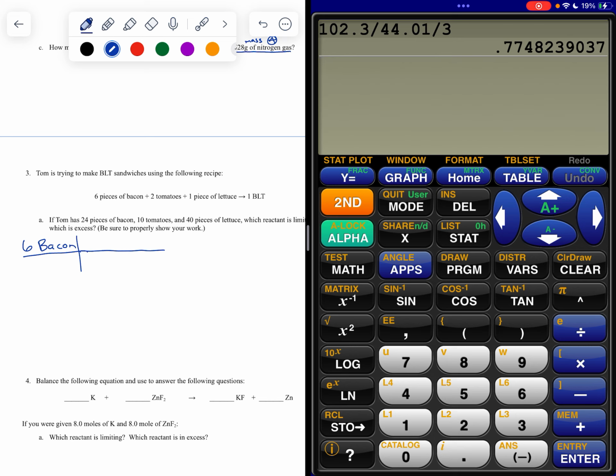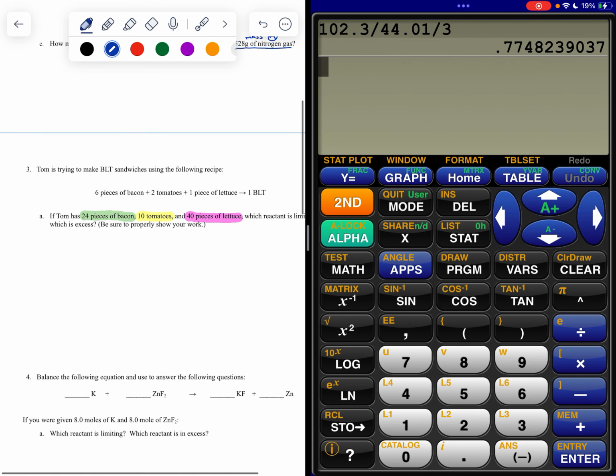Oh, I'm so sorry. That's the recipe, all right? Don't do what I did. Here are the amounts. So we have 24 pieces of bacon, and I'll do it more so like I did in class. 24 pieces of bacon. We have 10 tomatoes, and we have 40 pieces of lettuce.